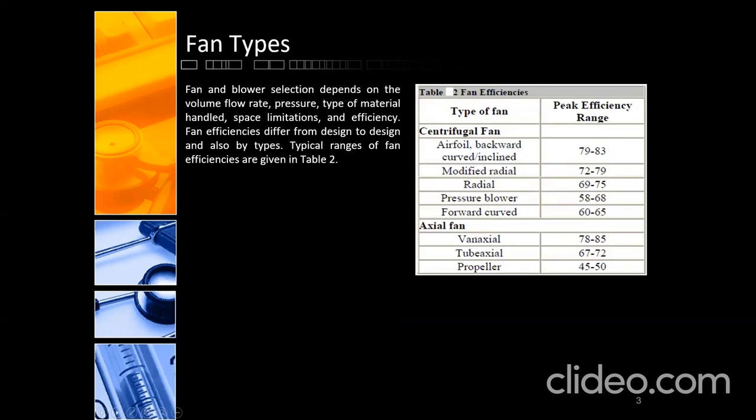Fan types. Fan and blower collection depends on the volume flow rate, pressure, type of material handled, space limitations, and efficiency. So, fan efficiency differ from design to design and also by types. So, typical ranges of fan efficiencies are in table 2. So, ito yung type of fan, then peak efficiency range. So, andyan siya. Yung centrifugal fan, basahin na lang yung mga range ng value. So, andyan, axial fan, ang tatlo, vane axial, tube axial, and propeller. So, andyan siya, mga value niya. Okay? So, yan ang gagamitin yung mga value pag nag-design kayo ng fan.